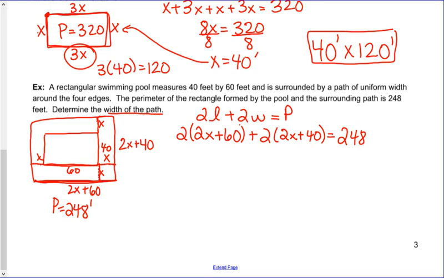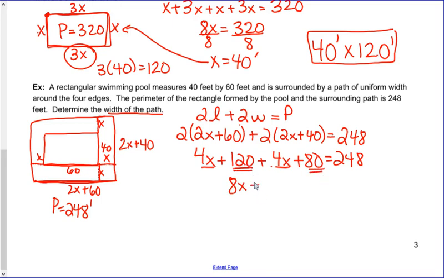So in order to do that, I must distribute these first. Distribute the 2's through. So 2 times 2x is 4x. 2 times 60 gives me 120. 2 times 2x again is 4x. And 2 times 40 gives me 80. And I'm going to be cleaning up here on the left side. Adding 4x and 4x gives me 8x. 120 plus 80 gives me 200.